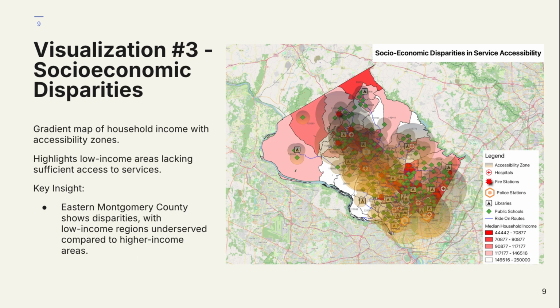This next map shows socioeconomic disparities in accessibility. The colors represent median household income, with darker areas showing lower income. When overlaid with the service accessibility zones, there's somewhat of a pattern, as lower income areas, especially in the eastern part of Montgomery County, have limited access to essential services like schools, hospitals, and libraries. This could highlight an intersection between income and access to services, reinforcing the need for targeted interventions.